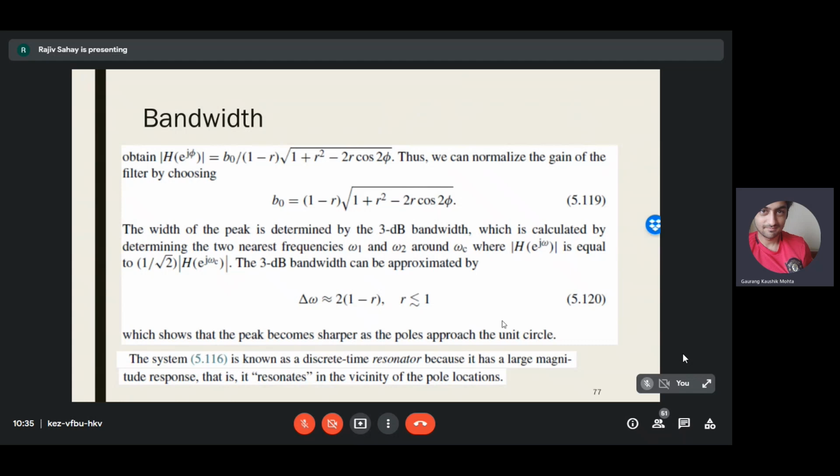So the inverse of this resonator is a notch filter. We have built the resonator with complex conjugate poles. So let us see how to build a notch filter.